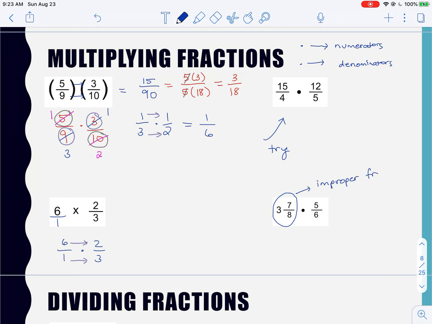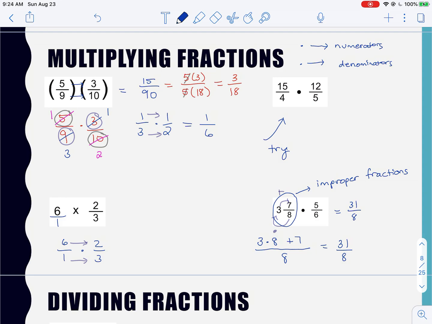So any mixed numbers we're going to change into improper fractions. And so remember how to do this is you take the denominator and you multiply it by the whole number, and then you add the numerator. So we're going to take 3 times 8, and then after we're done, we're going to add 7, and then the denominator stays the same. So 3 times 8 is 24, and 24 plus 7 is 31. So this is going to become 31/8.